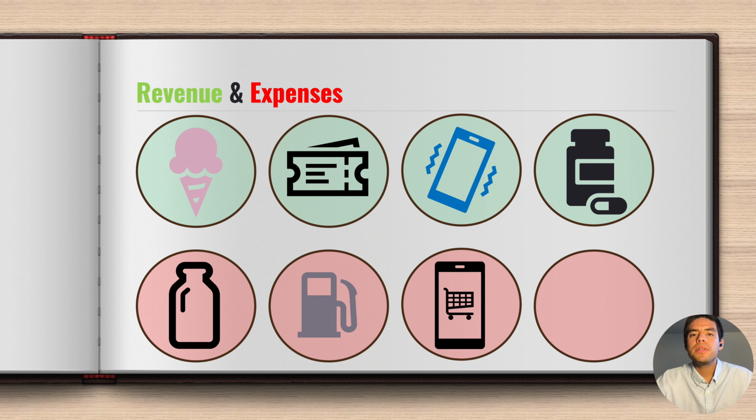And the final example is going to be Health Plus Pharmaceutical. Its revenues come from selling prescription medication, whereas its expenses include research and development.